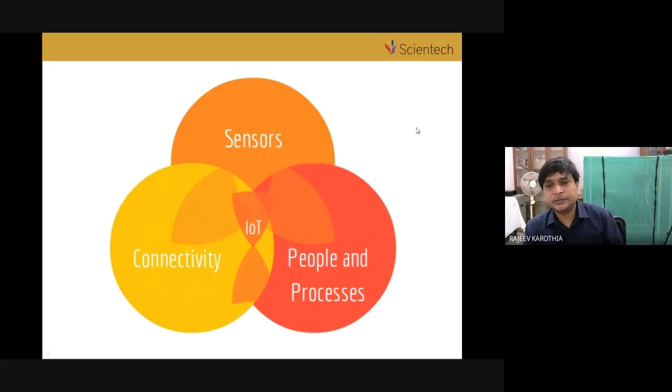Basically, the Internet of Things is a combination of three different things. First of all, if we are going to make any IoT-enabled devices, or we are talking about the Internet of Things, then we should know about sensors. So the sensor is an important aspect. The second, which we have discussed, is connectivity, in terms of communication, where you can transmit your data through different communication mediums, wireless or wired. So the second part is connectivity. Then the third is people and process.